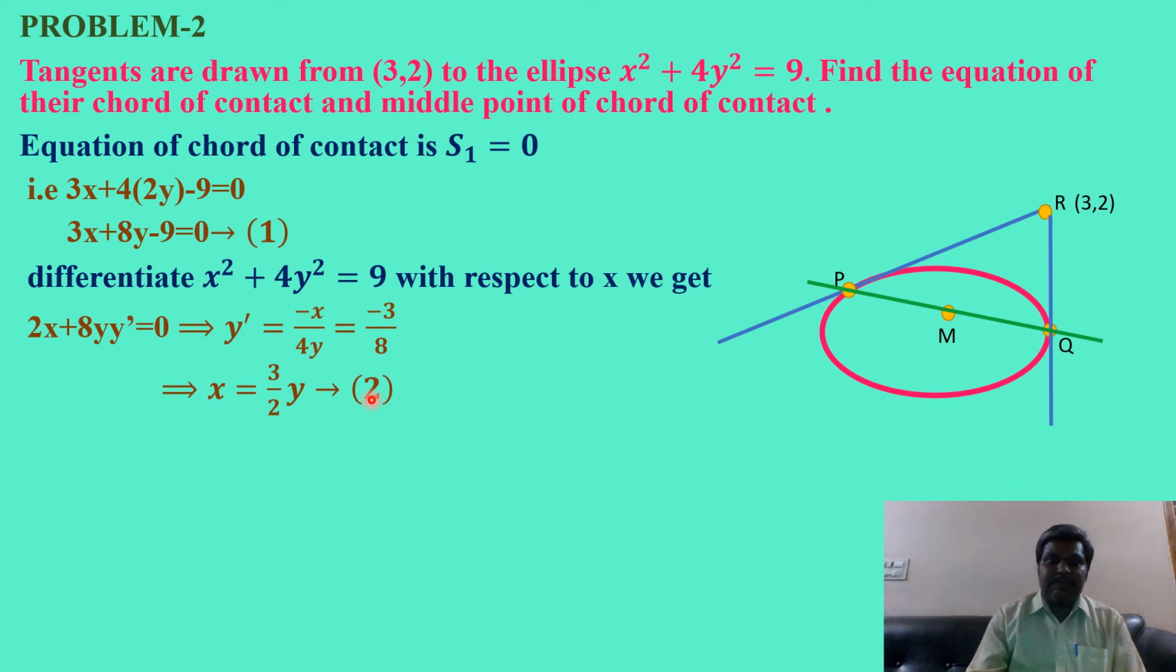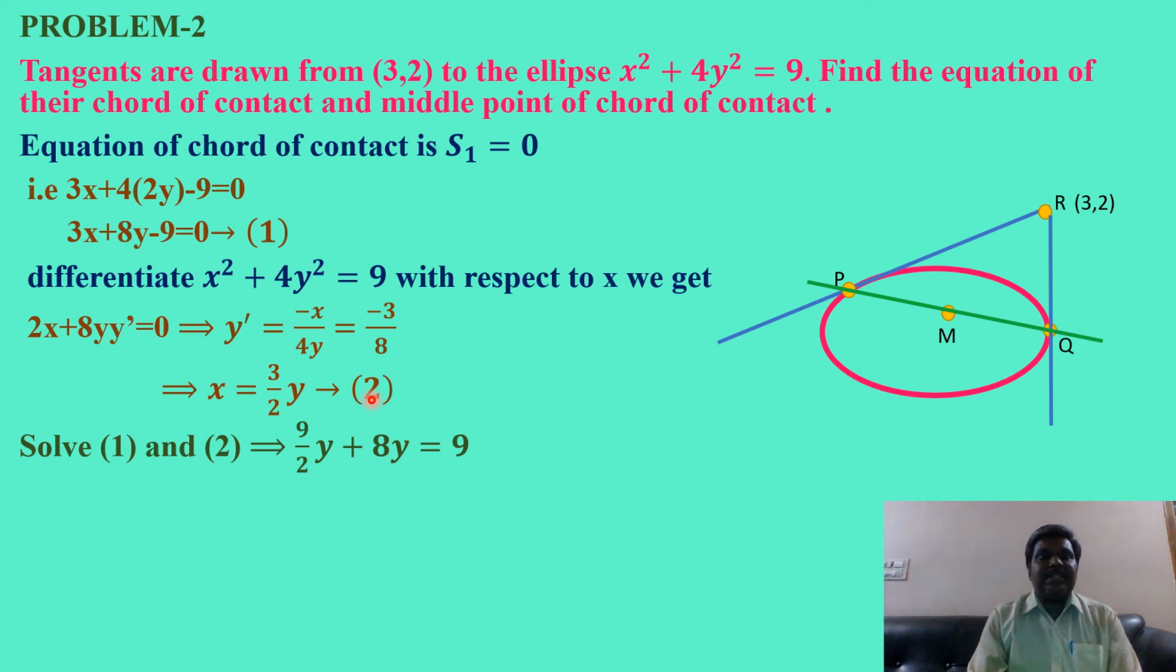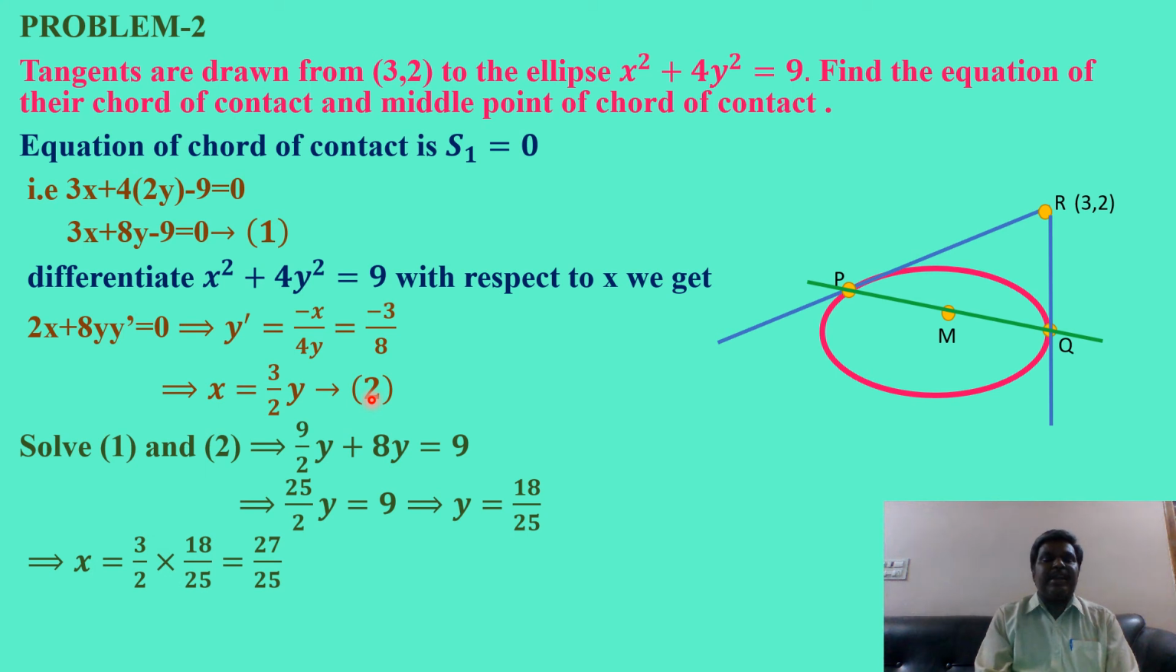So by simply solving these two equations, we obtain 9 by 2y plus 8y is equal to 9, because x is equal to 3 by 2y. 3 3s are 9 by 2y plus 8y is equal to 9, and hence 25 by 2y is equal to 9, which implies y is equal to 18 by 25. Substitute 18 by 25 in equation number 2. We obtain the x value, that is 3 by 2 times 18 by 25, which is nothing but 27 by 25. You have x and y. The coordinates of the midpoint of the chord are simply 27 by 25 comma 18 by 25. This is the way to find the midpoint of the chord.